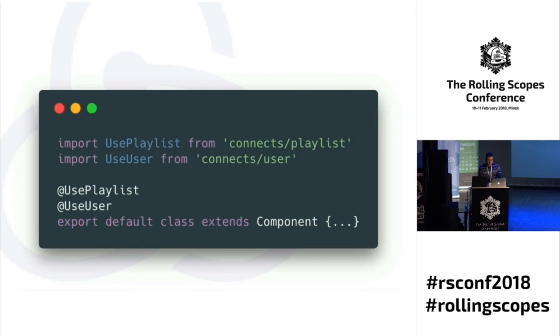Naively, we can write the following code and get access to playlist and user data via props. It's the easiest way to connect one container to several data points by reusing them. But there are two main issues. Every use has a subscription to the Redux store, and if both decorators expose the same prop, for example the name property, the last connect will override it. So how can we deal with it?